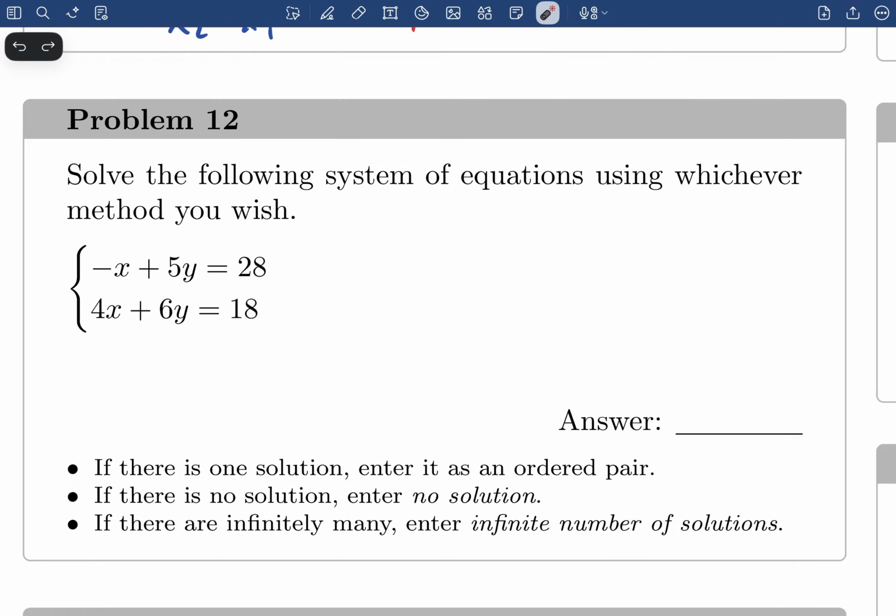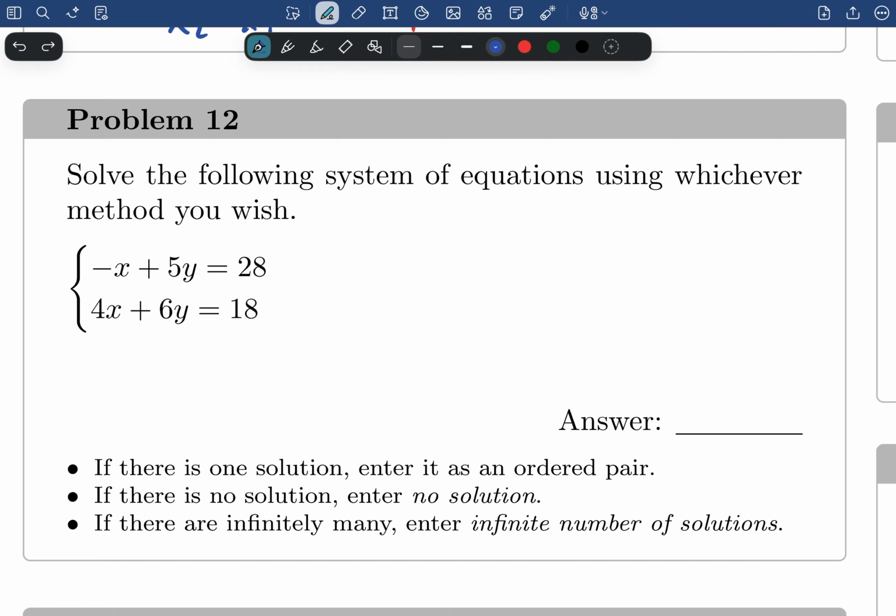oftentimes there's an easier method, and in this case, I would use the elimination method. In fact, I'm going to try to eliminate the x's. To do it, I need to multiply the top equation by 4. And so that's what I do. I'm going to take this top equation and then just multiply it by 4.